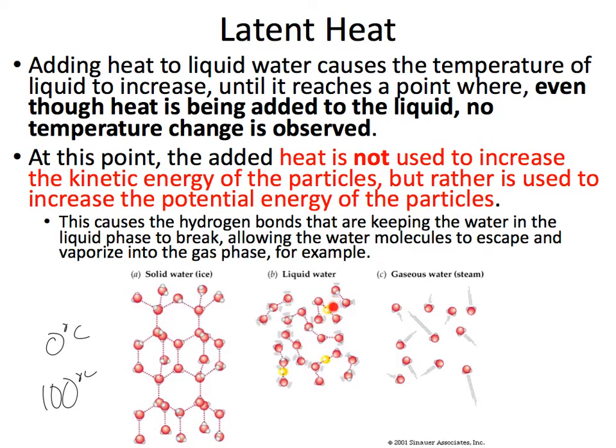We still see it as a liquid until we get to a certain point where the intermolecular forces that are remaining break apart. And that point is going to be 100 degrees Celsius. At that point, we turn liquid water into still water, but in this case, it takes on the state of a gas. And we'll see that it will move a little bit differently because it doesn't have any intermolecular forces between it. So again, at this point, the added heat is not used to increase the kinetic energy of the particles, but rather used to increase the potential energy, aka we're going to be looking at these forces here that are keeping these things together. This causes the hydrogen bonds that are keeping the water molecules together to break, allowing them to move into different states.